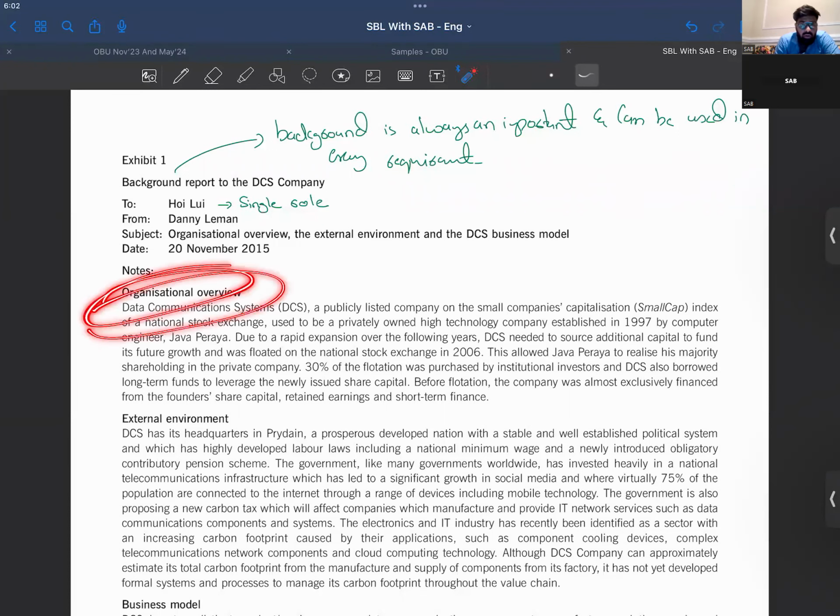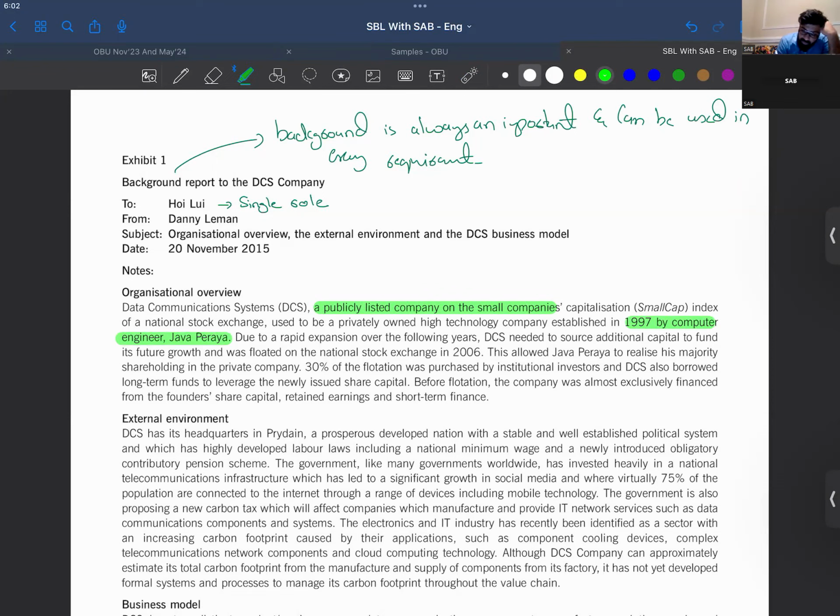So organizational overview. What's that? DCS is a publicly listed company. Our general information color is green. On the small companies capitalization index for the National Stock Exchange, it used to be a privately owned high technology company established in 1997 by computer engineer Java Piraya. The CEO is the founder of that company. Due to rapid expansion over the following years, DCS needed to source additional capital to fund its future growth and was floated to the National Stock Exchange in 2006. This allowed Java Piraya to realize his majority shareholding in a private company. 30% of the flotation was purchased by institutional investors, right?